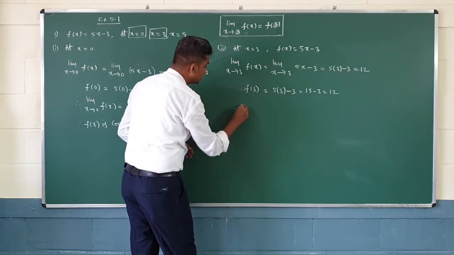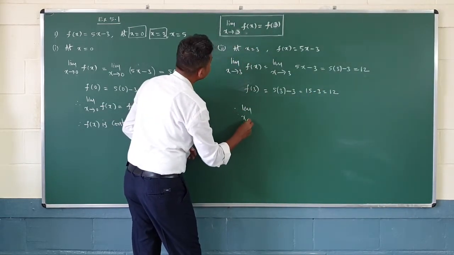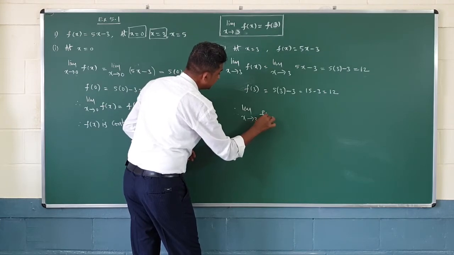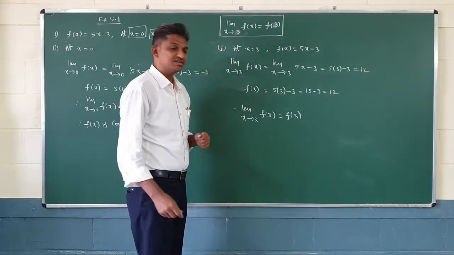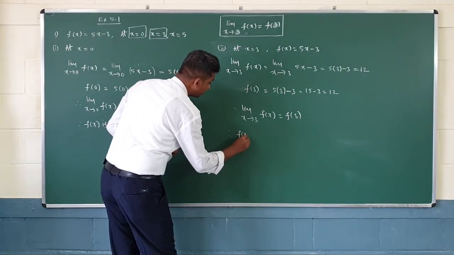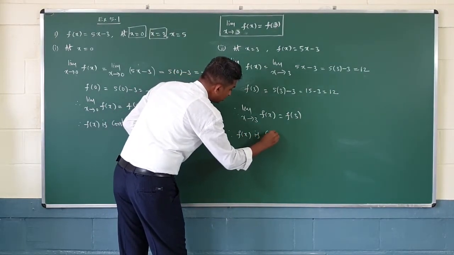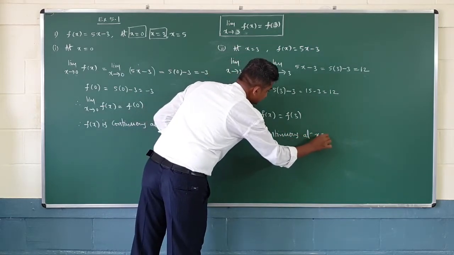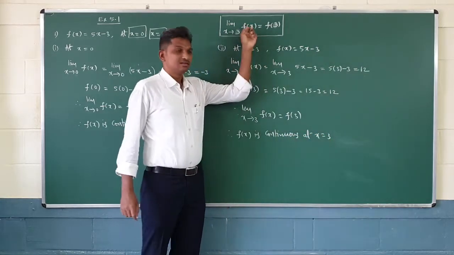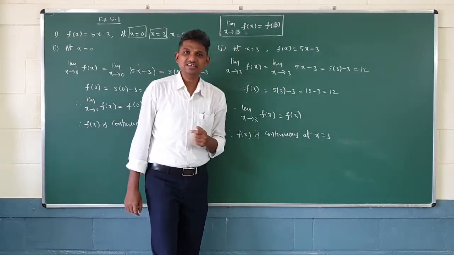So what is the conclusion here? Therefore, the limit as x approaches 3 of f of x equals f of 3. It concludes that f of x is continuous at x equal to 3. I proved this. See, easy or not?